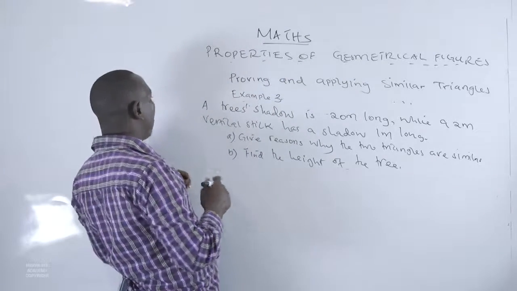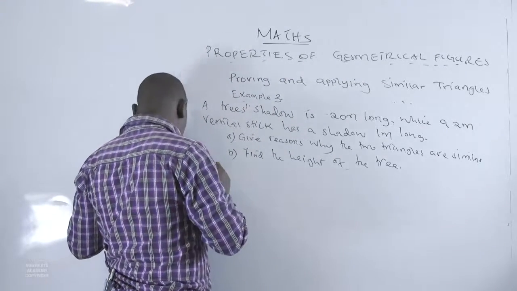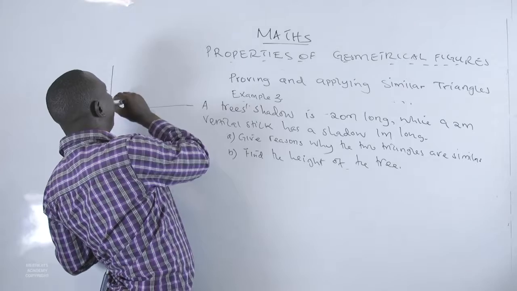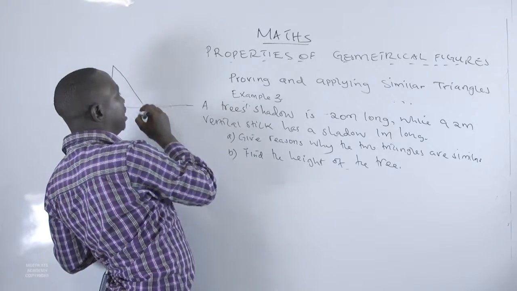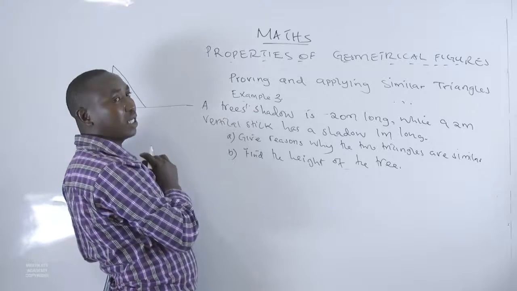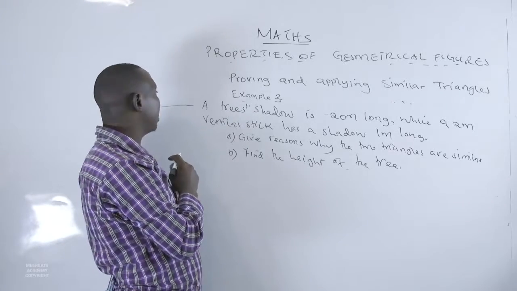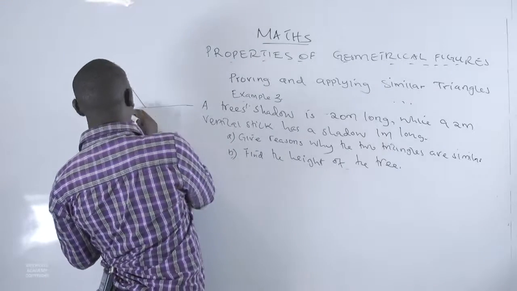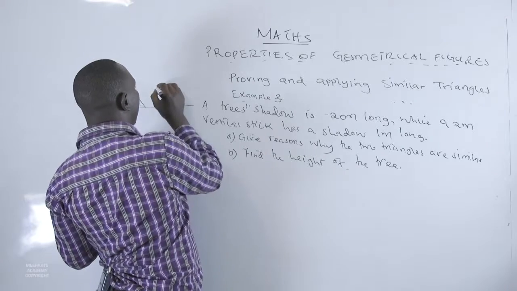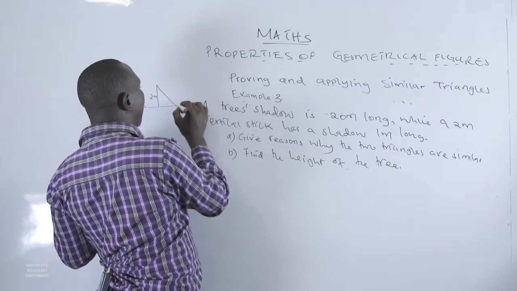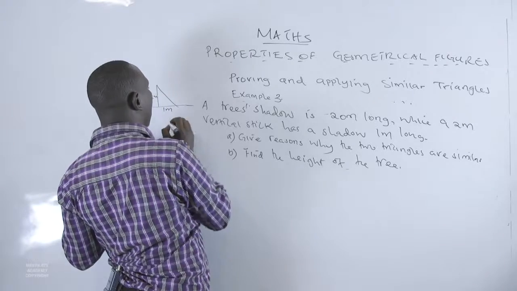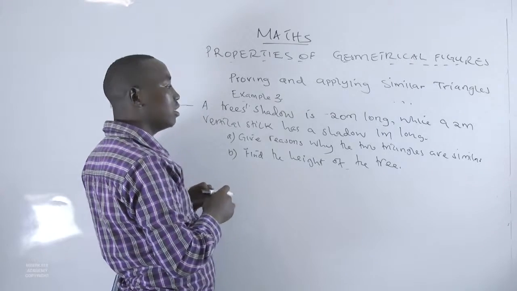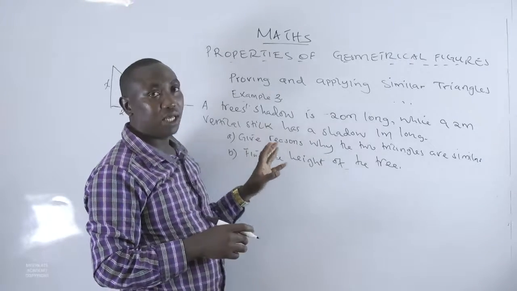So again, here we have got two triangles that can be obtained in this particular question. One, we have a tree which is casting a shadow. We don't know what is the height of the tree, but we are told it's casting a shadow which is 20 meters long. Then we have a stick which is 2 meters and casts a shadow which is 1 meter long.